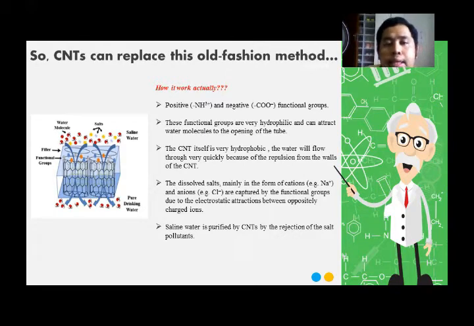In the process, the dissolved salt, mainly in the form of cations such as the sodium ion and anions such as the chloride ion, are captured by the functional groups through electrostatic attraction between oppositely charged ions. So finally, the saline water is purified by the CNTs through the rejection of the salt pollutant.